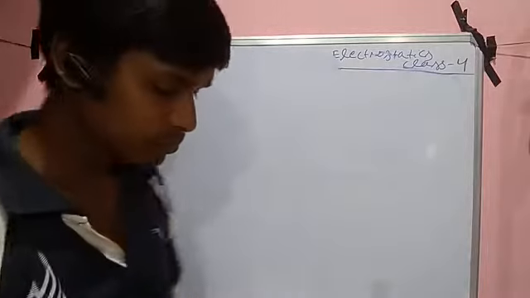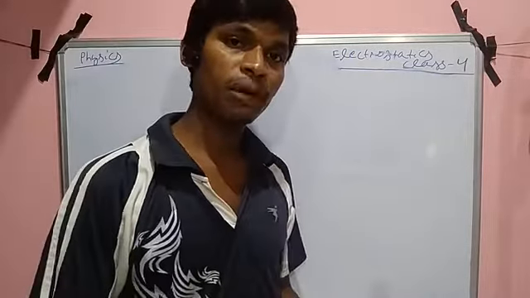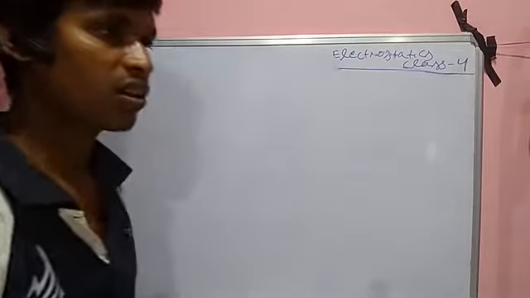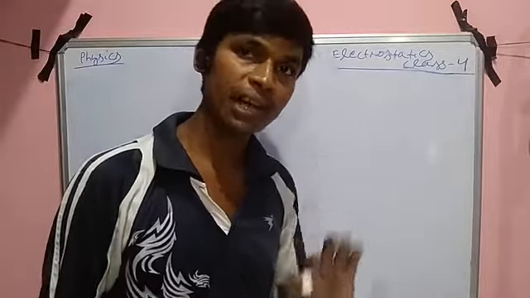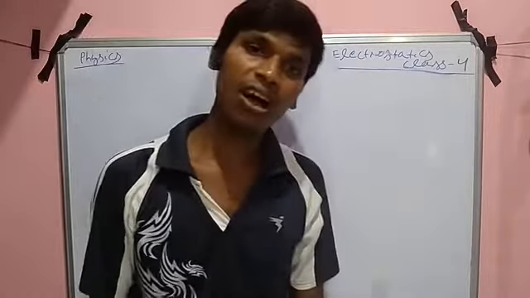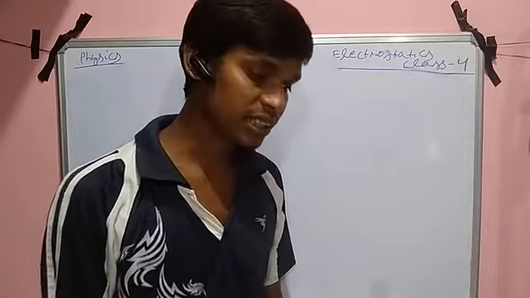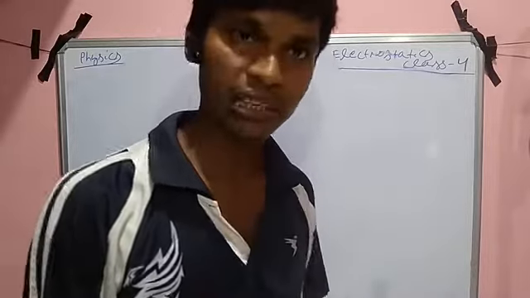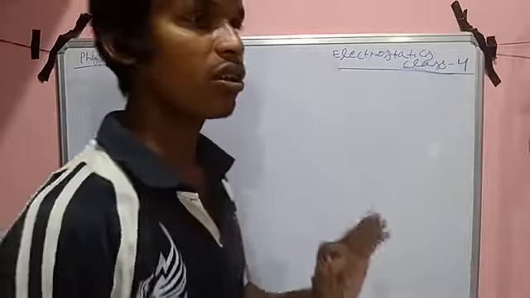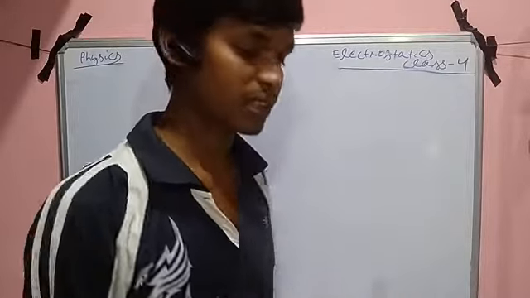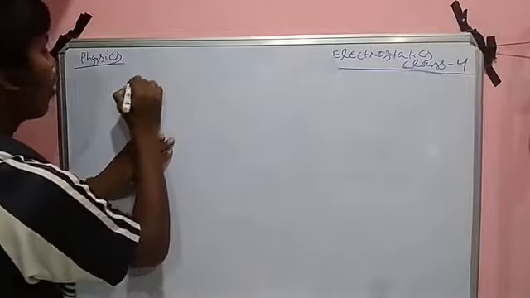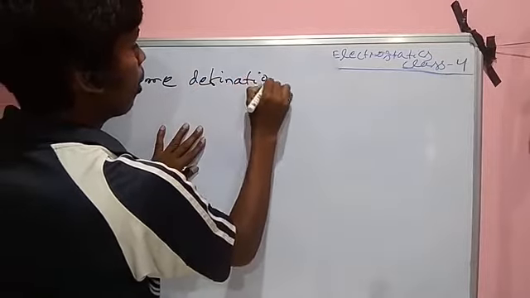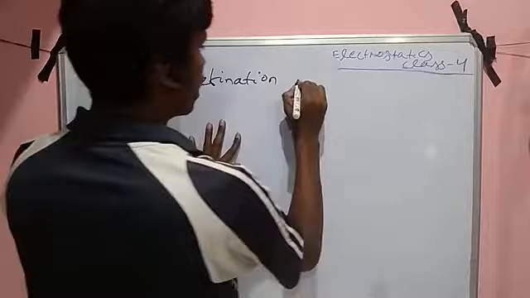Now, after discussing the comparison between charge and mass, we have to discuss some important points of charge. We have already known how many types of charge there are and the properties of charge. Now some definitions, some important points of charge. That means we make a heading: some definitions of charge.